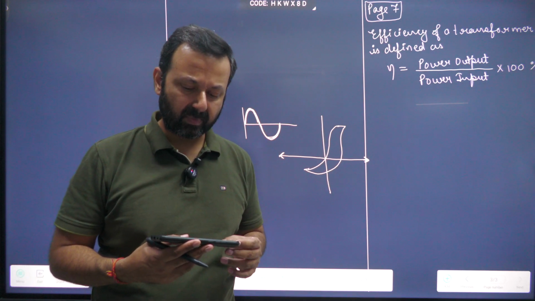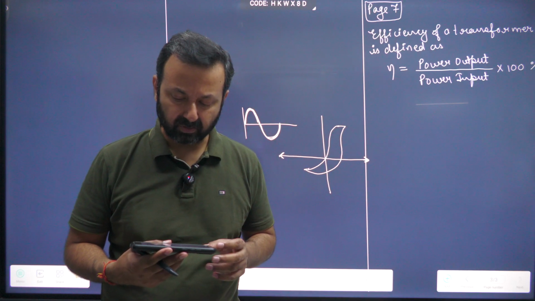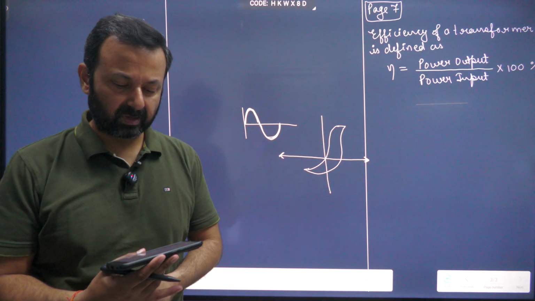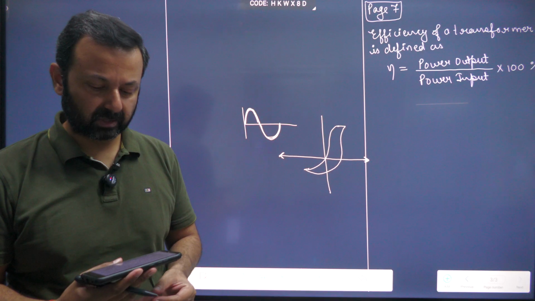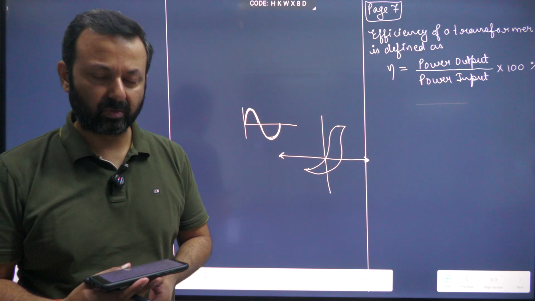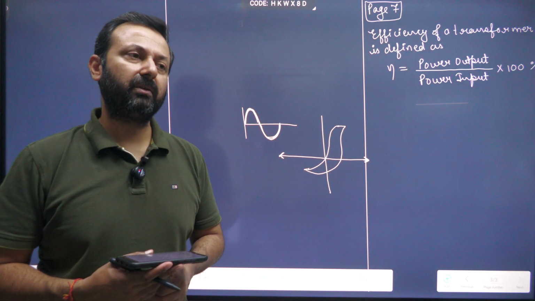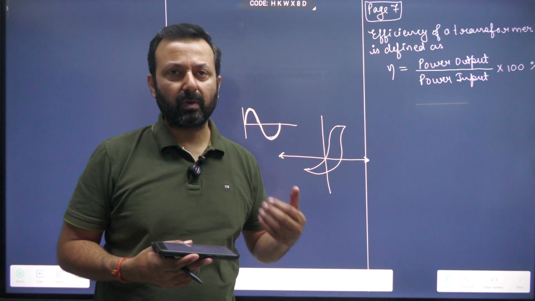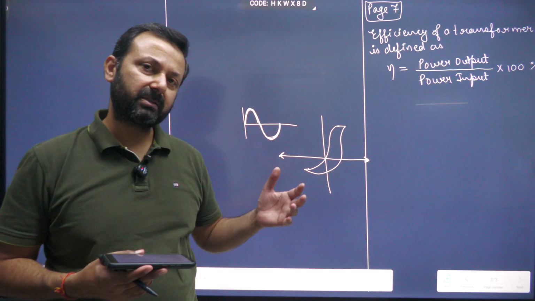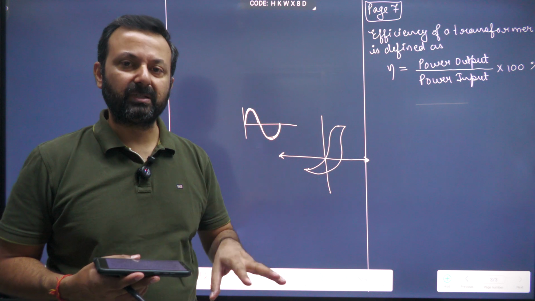Now, flux leakage. The magnetic flux produced by the primary may not fully pass through the secondary. Some of the flux may leak into air. This loss can be minimized by winding the primary and secondary coils over one another. If we wind the primary coil and secondary coil over one another, then magnetic flux leakage loss will be minimized.